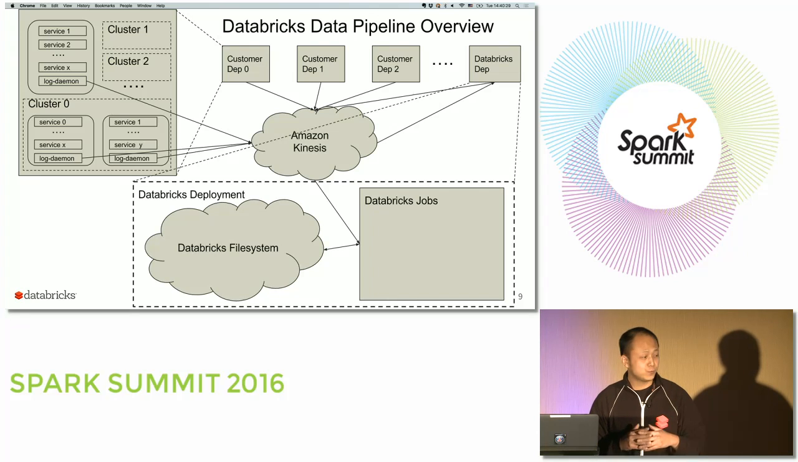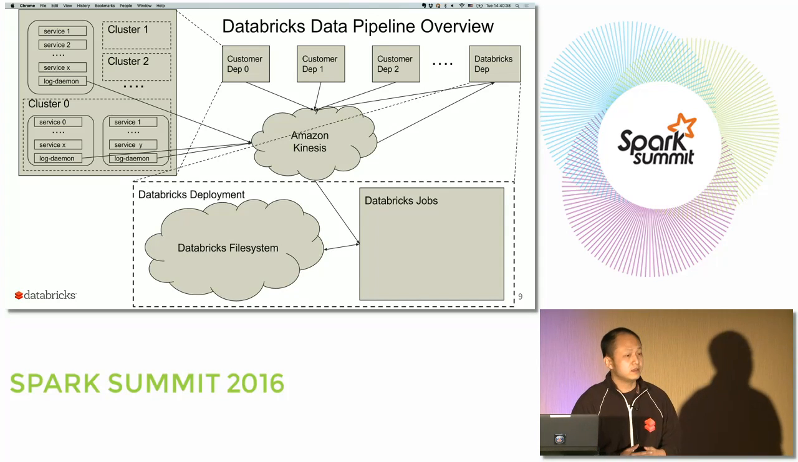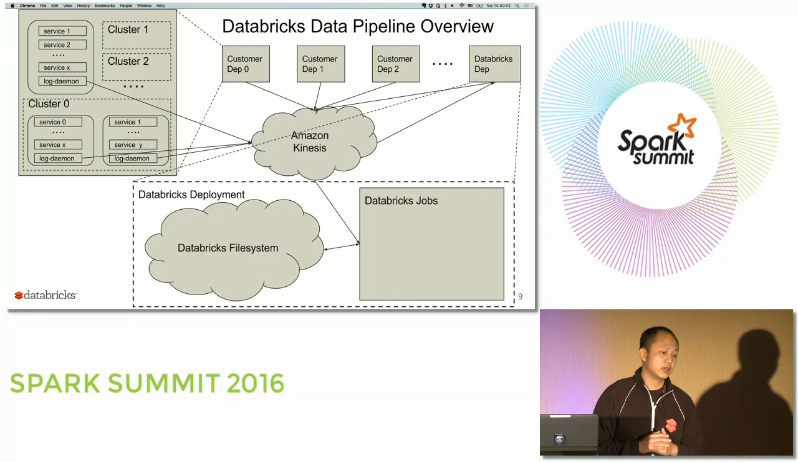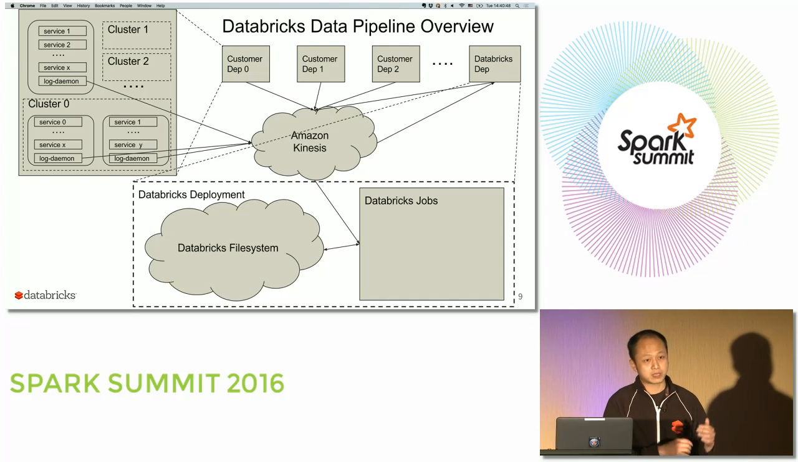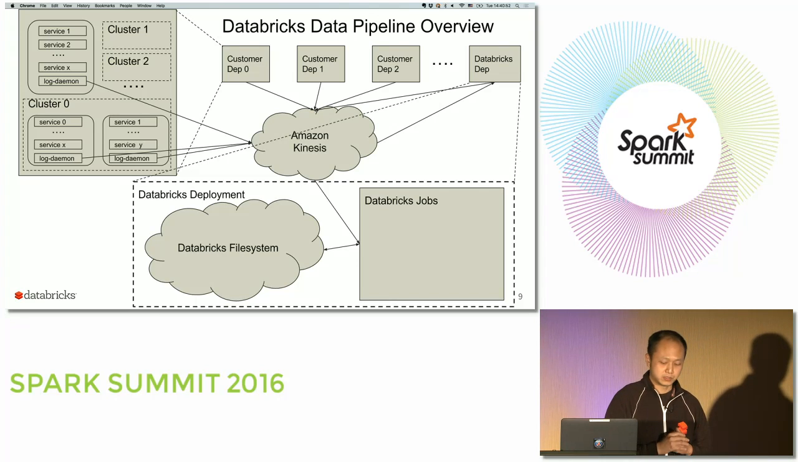So inside the Databricks deployment, there are two main features we are using for our data pipeline. First, we have the Databricks file system. That is based on S3, so basically it's a wrapper of S3. And then we have some nice features, for example, mount points and access control. This makes it very easy to interact with S3. And possibly in the future, we may integrate some other file system.